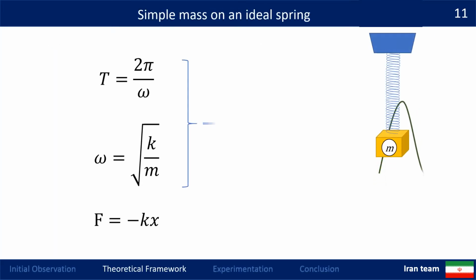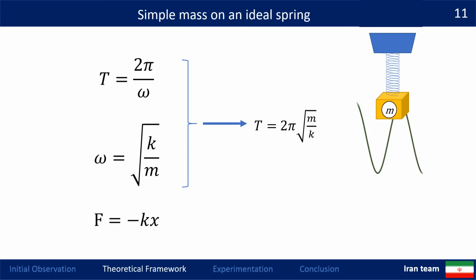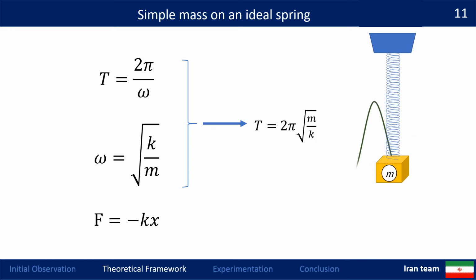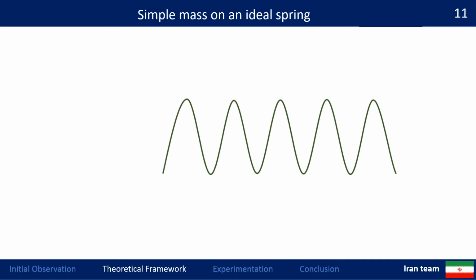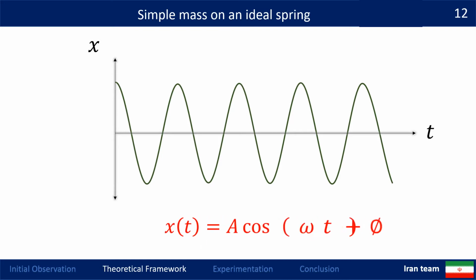For a simple mass on a spring, we can find the relevant parameters. For example, that includes the period of oscillation, the angular frequency, and the force that it exerts onto the spring. Now, importantly, the position of the mass as a function of time is some amplitude A times the cosine of omega t plus phi, where omega is the angular frequency and phi is the phase angle.